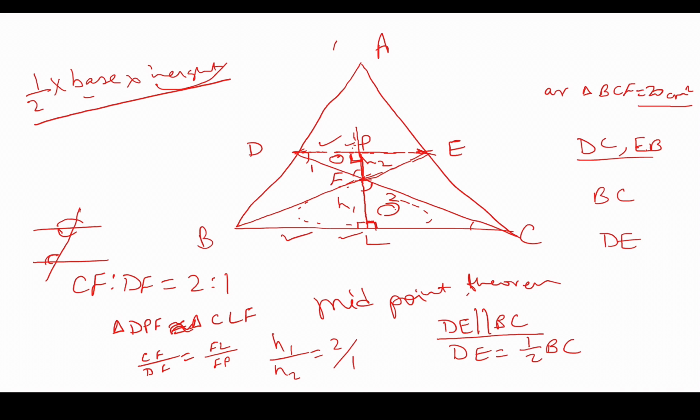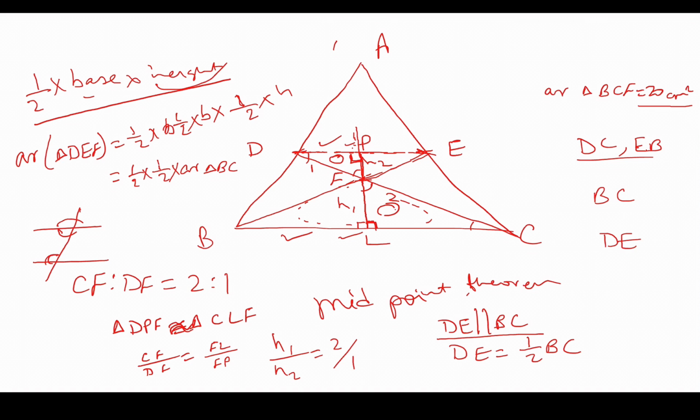So when we are calculating the area of triangle DEF, right, area of triangle DEF, so that will be equal to half into half of the base of that triangle BCF into half of the height of the triangle BCF. So we can say that 1/4 into area of triangle BCF, and we know that area of triangle BCF is equal to 20. So this will be 1/4 into 20, that is 5 centimeter square.